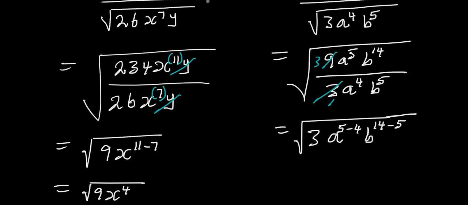All right, so what we did is that we subtract the exponents of the denominator from that of the numerator, for a, and also for b we subtract the exponent of the denominator from the exponent of the numerator, and that is why we have 3a to the 5th power minus 4 and b to the 14th power minus 5. So this is going to give us the radical of 3a, because 5 minus 4 is 1, so a, and b to the 14th power. 14 minus 5 is going to give us 9, so this is b to the 9th power.